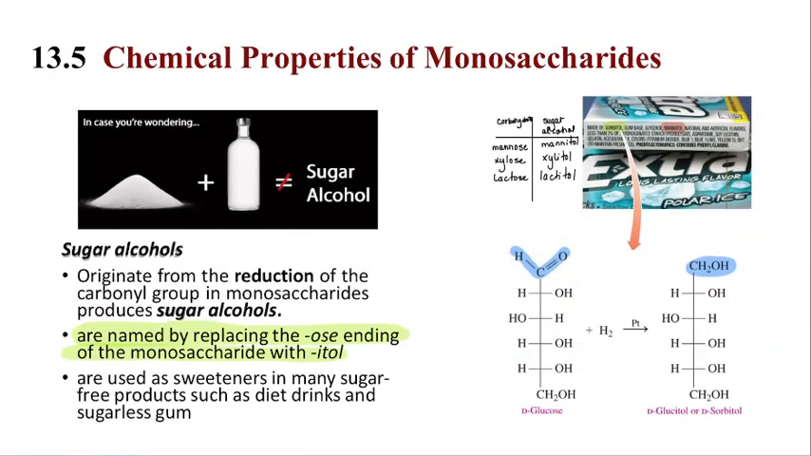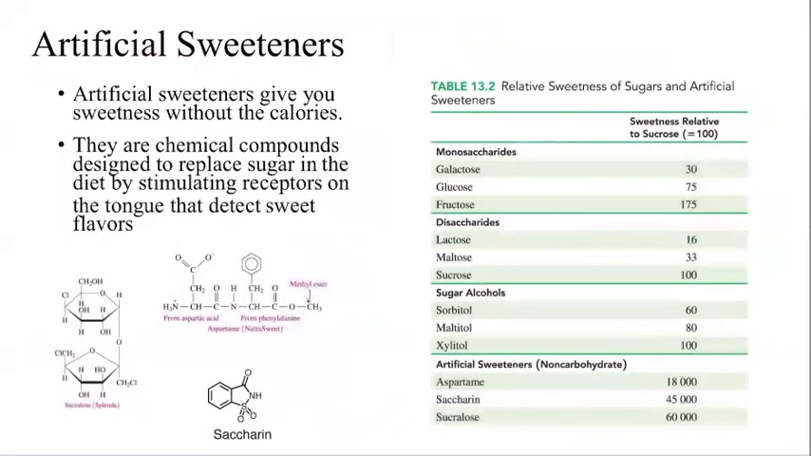Another type of carbohydrate that is out there and consumed by people is artificial sweeteners. Put a 1 in the chat if you have heard of artificial sweeteners. Okay. Some people avoid them. Some people love to consume them.